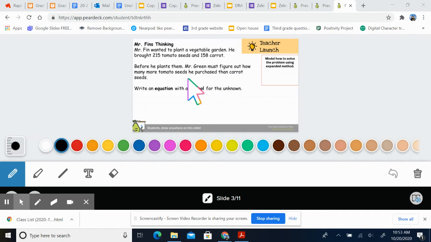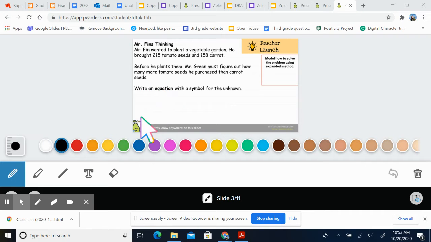Before he plants them, Mr. Finn must figure out how many more tomato seeds he purchased than carrot seeds. Well, remember when we were talking about data, how many more is a comparison problem. It's the same for a word problem as well. And when we hear the words how many more or how many fewer, we know that we need to find the difference by using a subtraction equation.